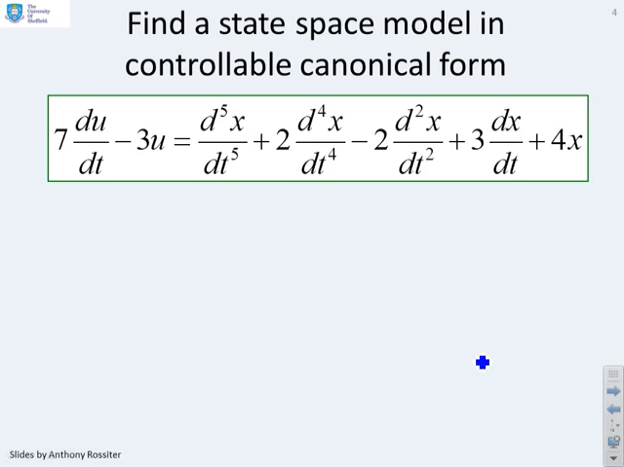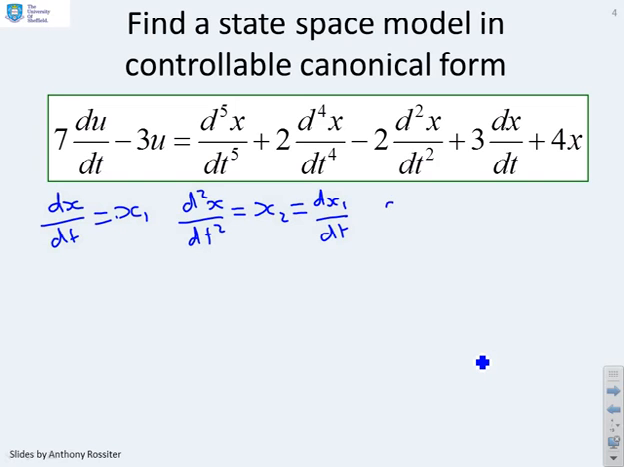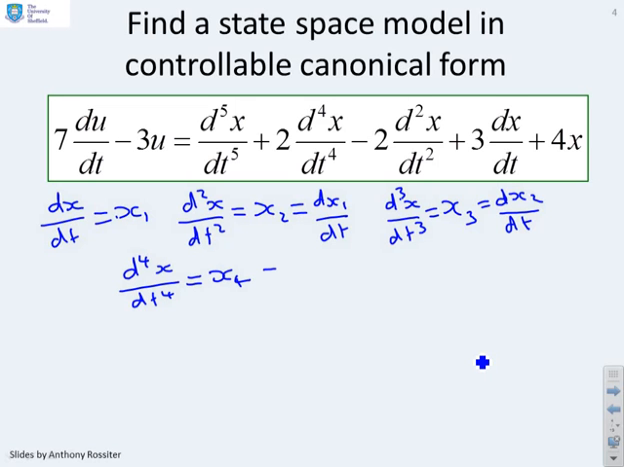So what I'm going to do is I'm going to say dx/dt equals x1, d2x/dt squared equals x2, which also happens to be dx1/dt, d3x/dt cubed equals x3, which also happens to be dx2/dt, and finally d4x/dt to the 4 equals x4, which also happens to equal dx3/dt.